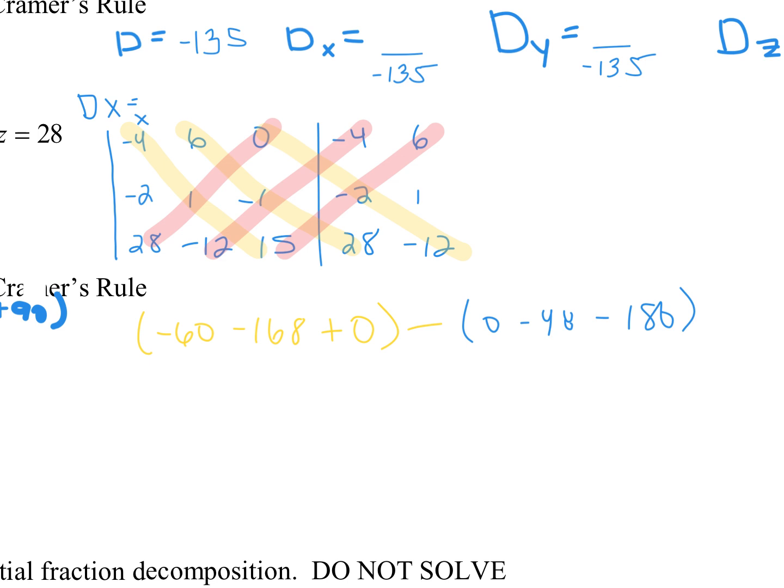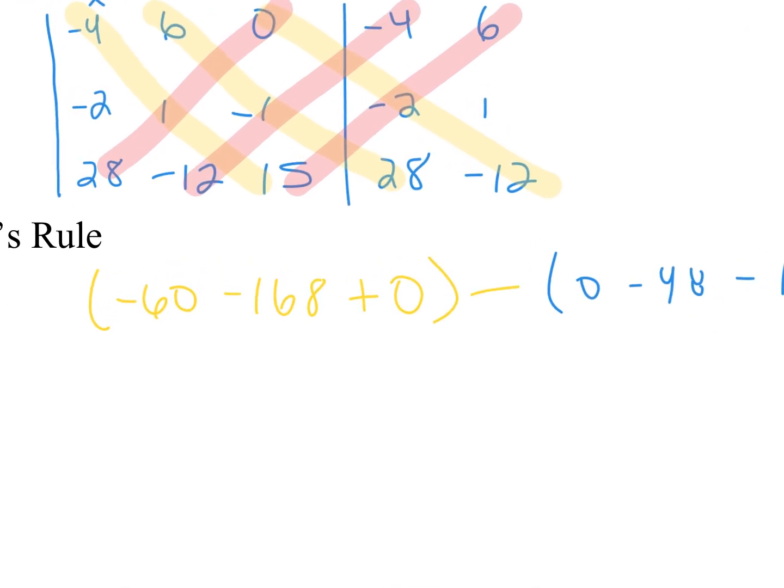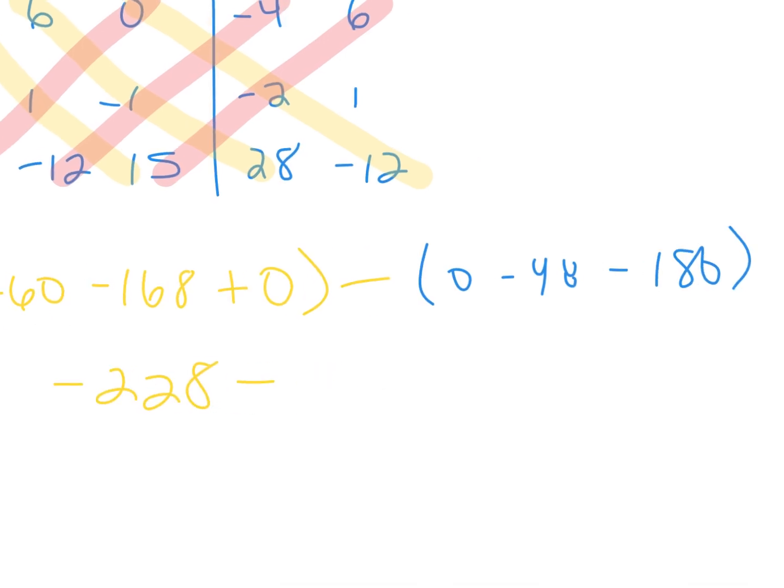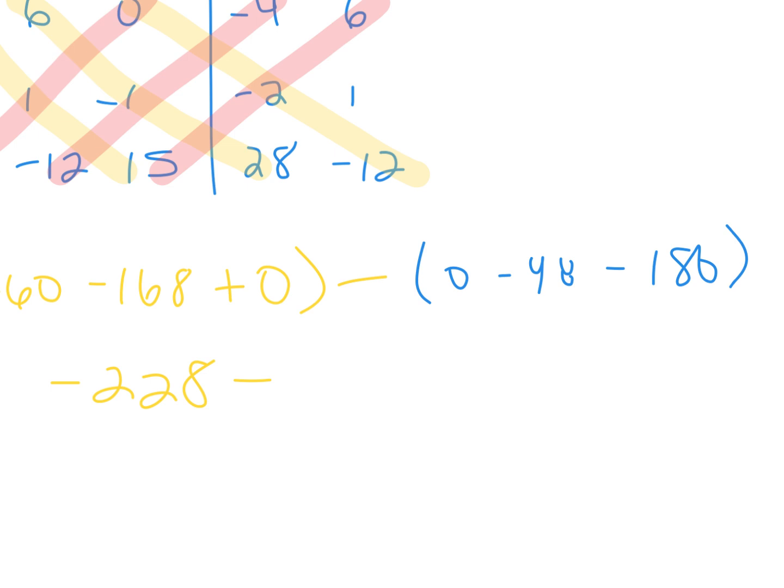What's negative 60 minus 168? Negative 60 minus 168. Guys, somebody do it. Don't just sit there and stare for somebody else to do it. Negative 228, okay. Minus, what's negative 48 minus 180?